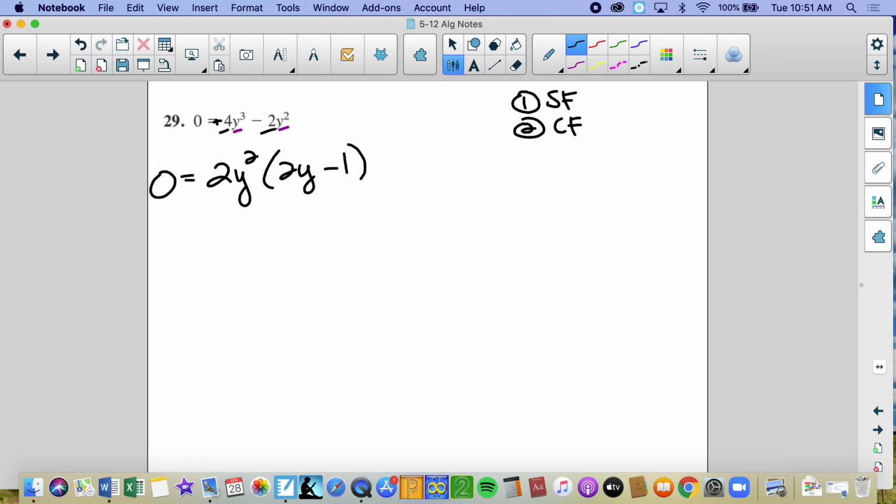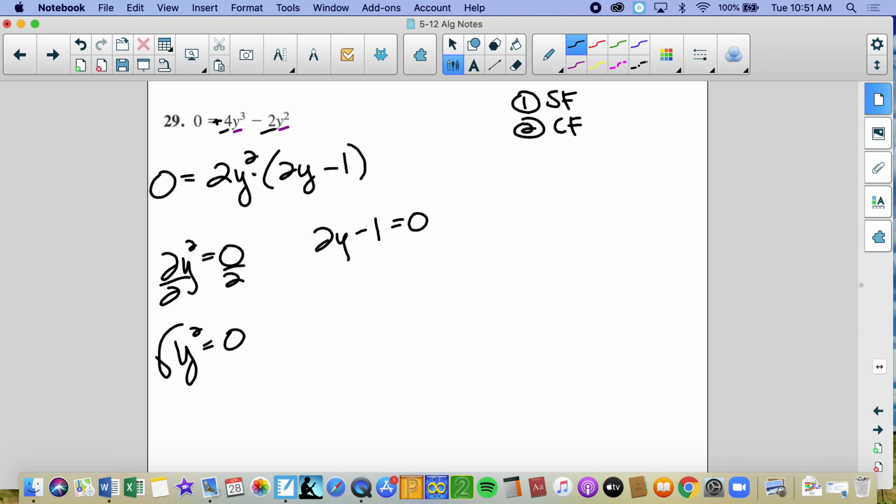And that equals 0, and that's a product. So I'm going to set each one equal to 0. We're going to divide by 2. We get y squared equals 0. What gets rid of a square? Yes, a square root. So we're going to take the square root of both sides, and you get y equals plus or minus 0, which just means y equals 0. Whenever we take the square root of something being squared, we have to bring in the plus or minus.